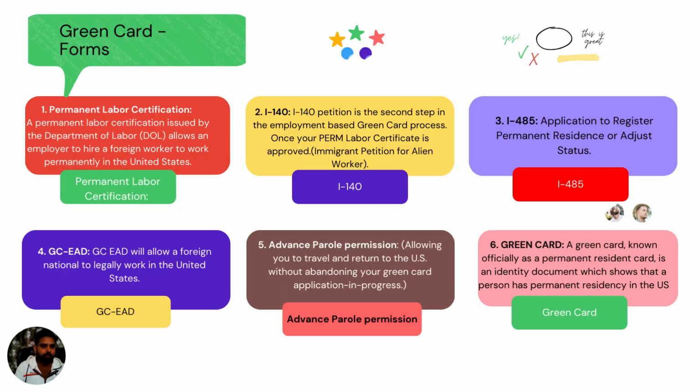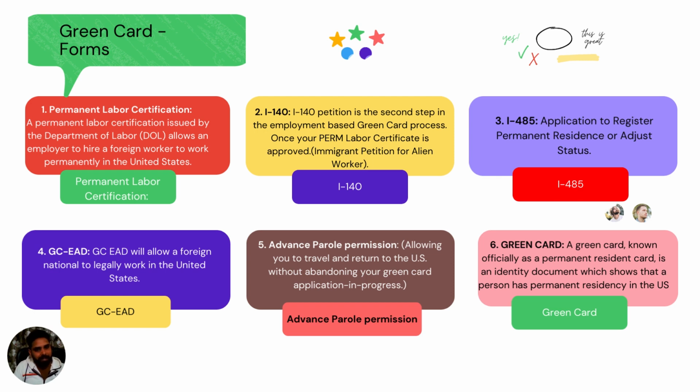So the first form we saw is the permanent labor certification. Permanent labor certification basically allows an employer to hire foreign workers to the US, right? With this petition, employers can hire foreign workers, meaning workers from other countries. And this is issued by the Department of Labor. So permanent labor certification is issued by the Department of Labor.